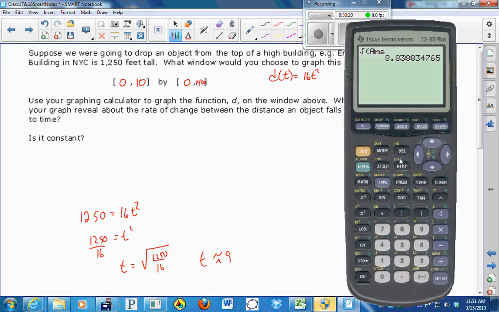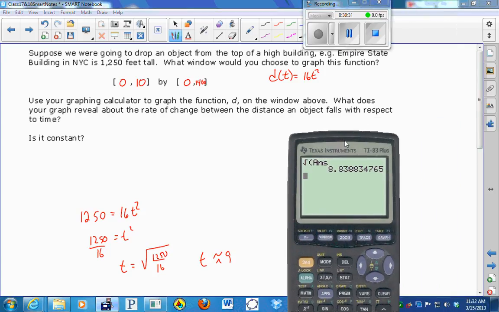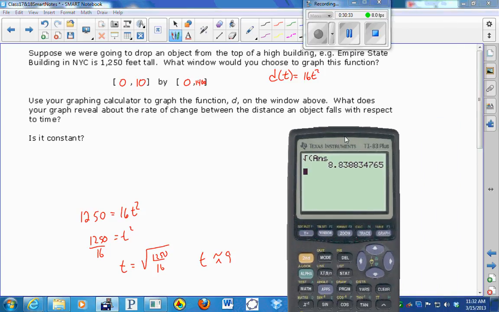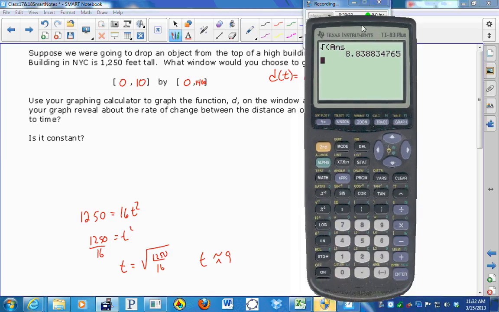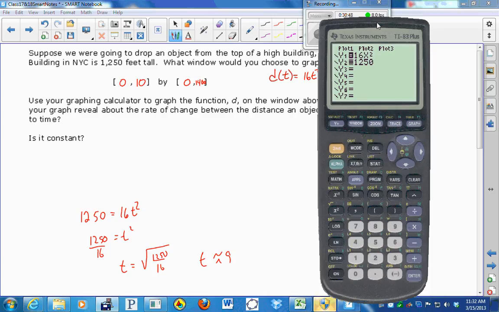So let's use our graphing calculator. We're going to graph this. What does your graph reveal about the rate of change between the distance an object falls with respect to time? So at your seats, put in y equals 16x squared, and then actually graph it over that window and see what you get. So let's take a look at the graph. Here we go. All right.